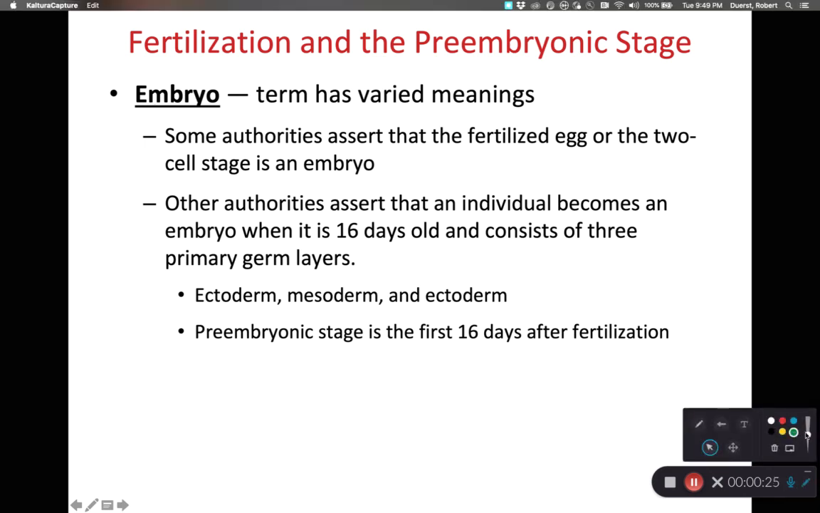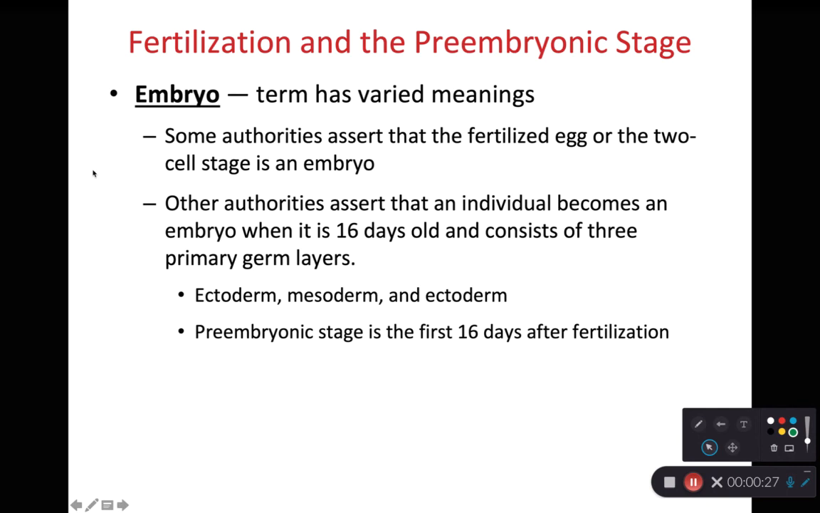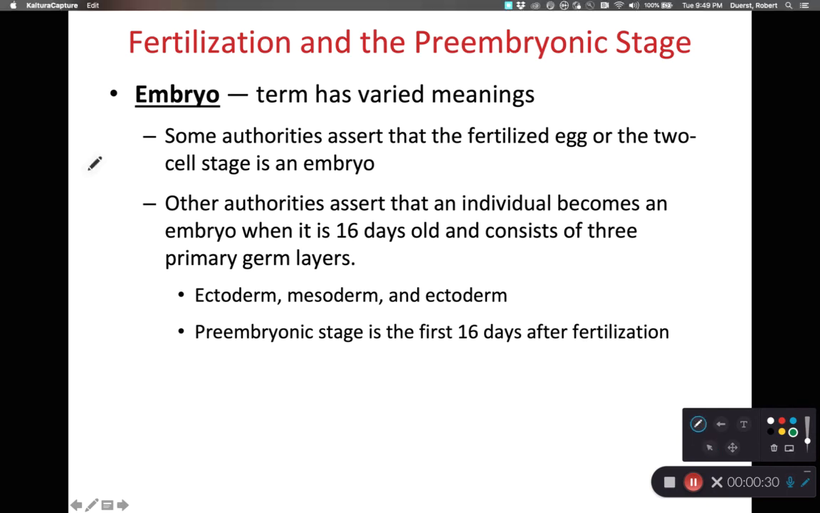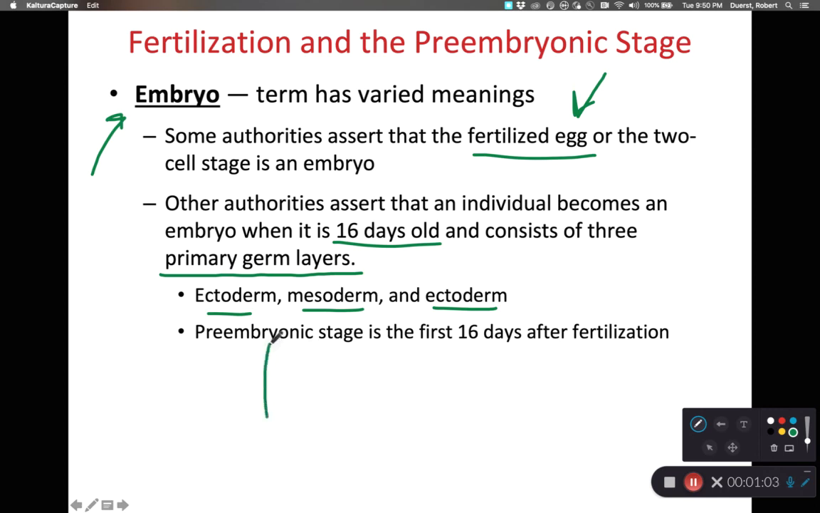So let's define some terms here. As we look at an embryo, this term can have a lot of meanings to a lot of different individuals. To some people, an embryo is anything that's at the fertilized egg stage or beyond. Other individuals think we need to wait until at least 16 days, because we have the ectoderm, mesoderm, and endoderm. They want to have those 3 germ layers. And these individuals call the stage before the 3 germ layers the pre-embryonic stage.